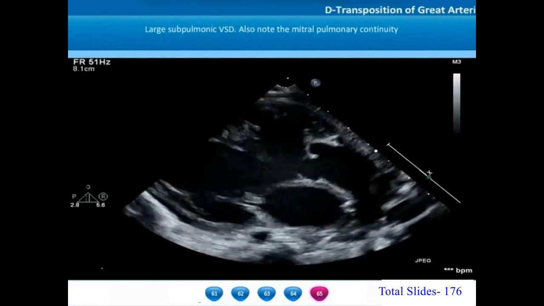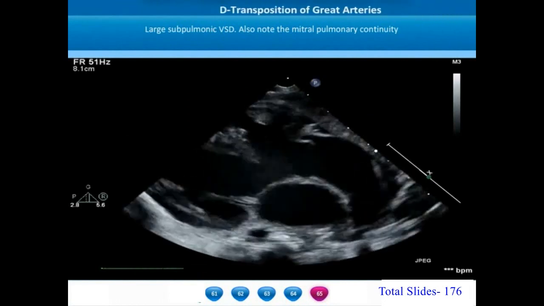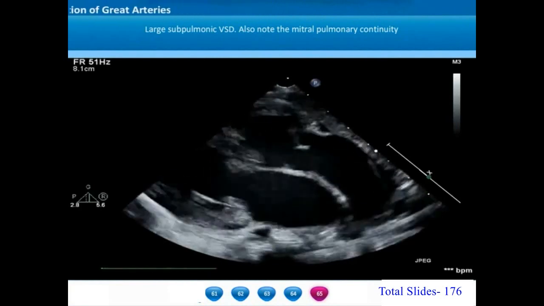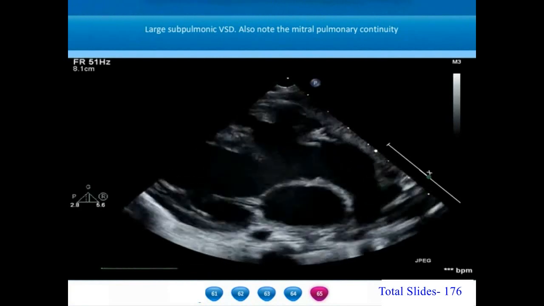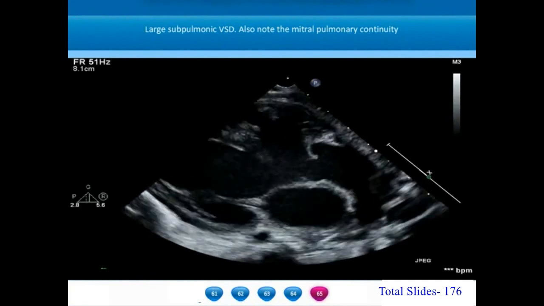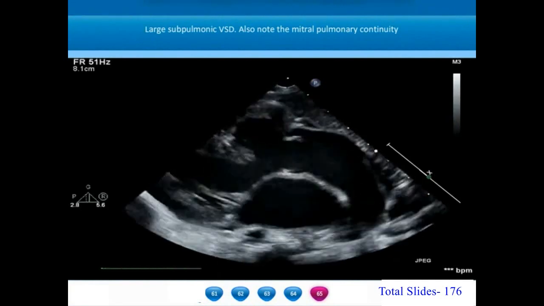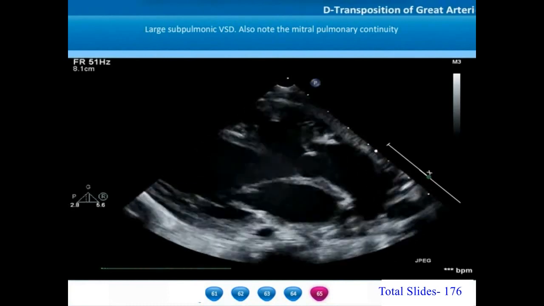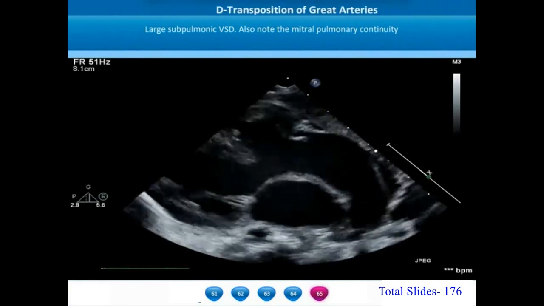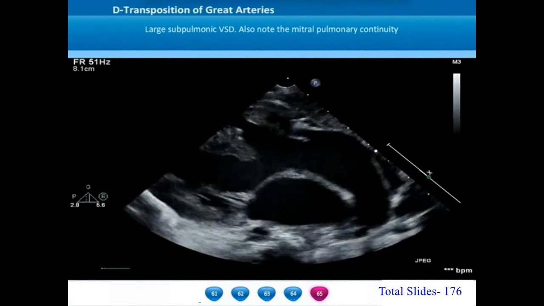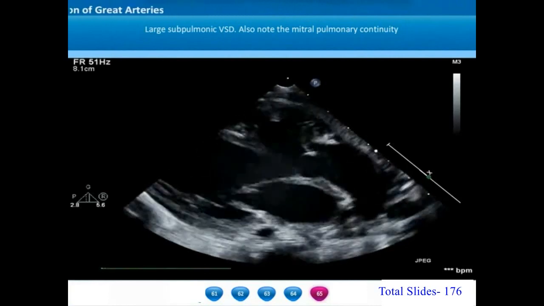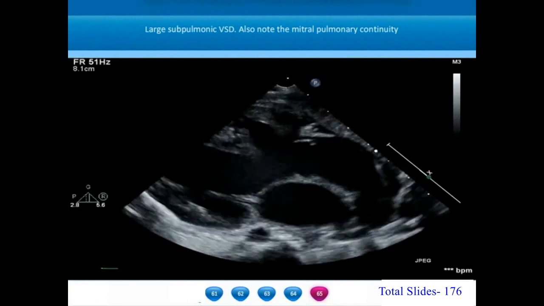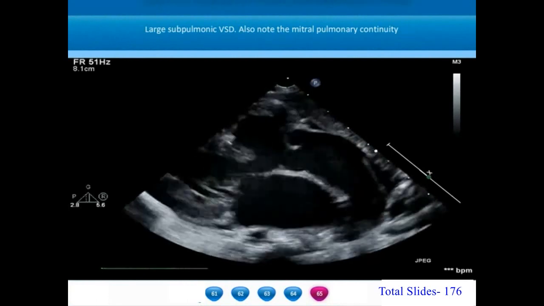When the conotruncal subpulmonary ventricular septal defects are very large, the pulmonary annulus may appear to significantly override the ventricular septal defect. In this example, almost about 70% of the pulmonary annulus is committed to the right ventricle. However, there is a very clear pulmonary mitral fibrous continuity. So this will still be defined as a transposition of great arteries with large subpulmonary ventricular septal defect and pulmonary artery override into the right ventricle.